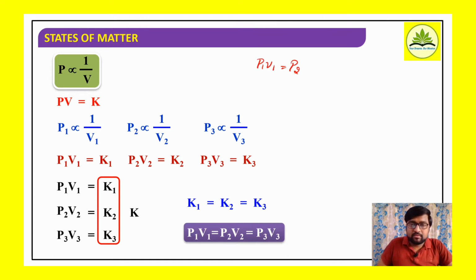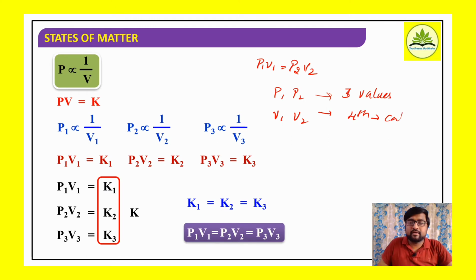So if I consider the four variables in the expression P1 V1 is equal to P2 V2, there are two pressure values, P1 and P2, and two volume values, V1 and V2. Out of these four, if you know three values, the fourth one can be calculated. The numericals we are going to discuss will be based on these expressions: P1 V1 is equal to P2 V2 is equal to P3 V3.